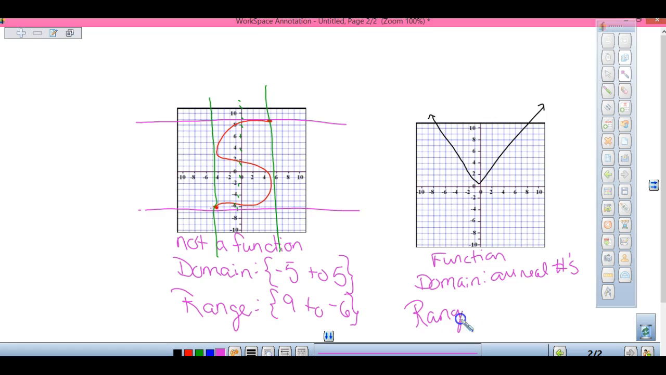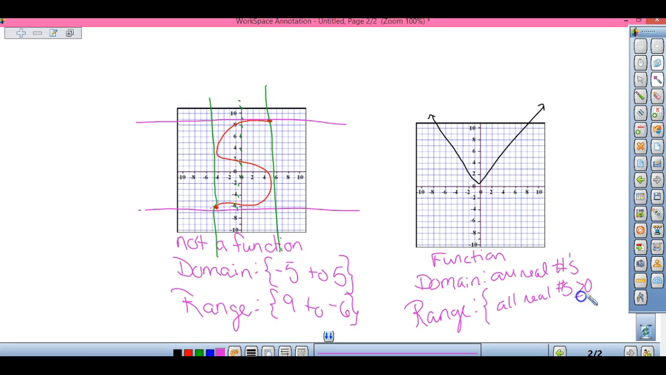My range, well, but is it going to be all real numbers? Where is this cutoff? Is it going to go below 0? No. So it's going to be all real numbers greater than 0, because it's only greater than 0. So you could write it all real numbers greater than or equal to 0, or you could just write y is greater than or equal to 0. Either way is acceptable.